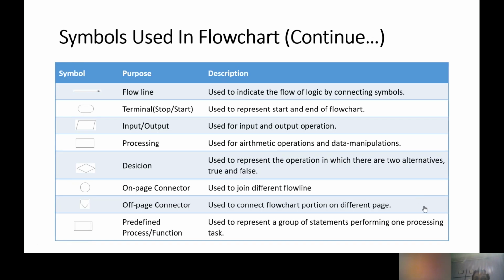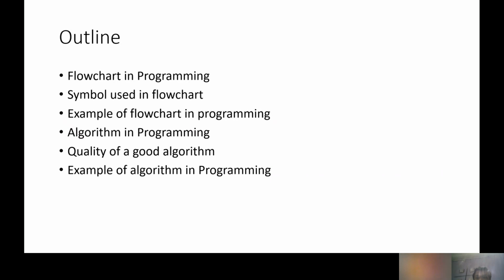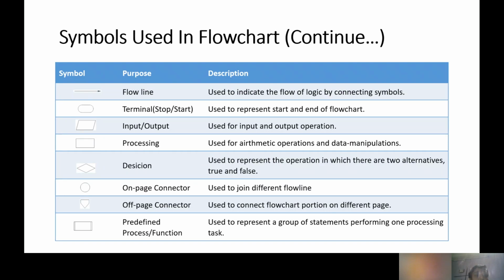So this is the table basically. Now, symbols. First is the flow line symbol, and what is the use of that? It is used to indicate the flow of the logic by connecting symbols. Now, terminal, for stop or start. This is the symbol for terminal, for stop or start.